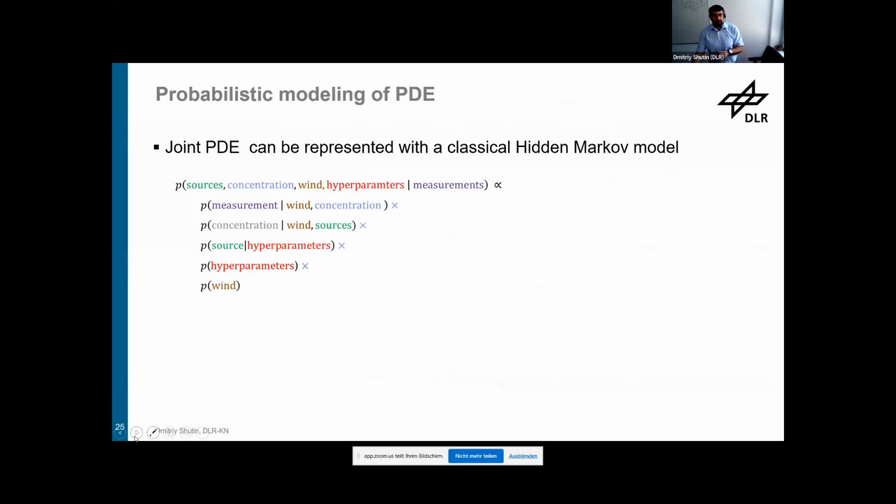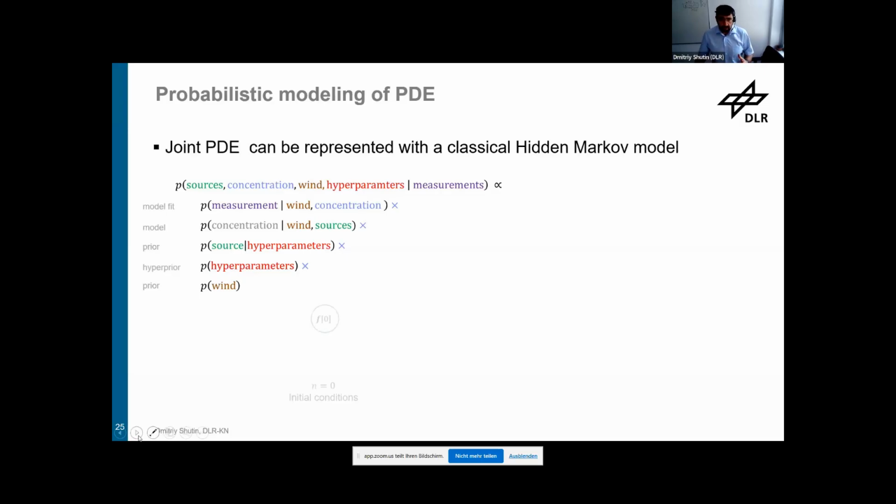So now let me walk you briefly through the estimator. Of course, we now have a lot of parameters that we want to estimate. We have the unknown sources, the unknown concentration, wind, and hyperparameters, given only measurements. And all these parameters are described by the corresponding probability density function. So the model fit is given by our measurement equations. The model is our PDE, and the sources and hyperpriors are the things that we have just defined.